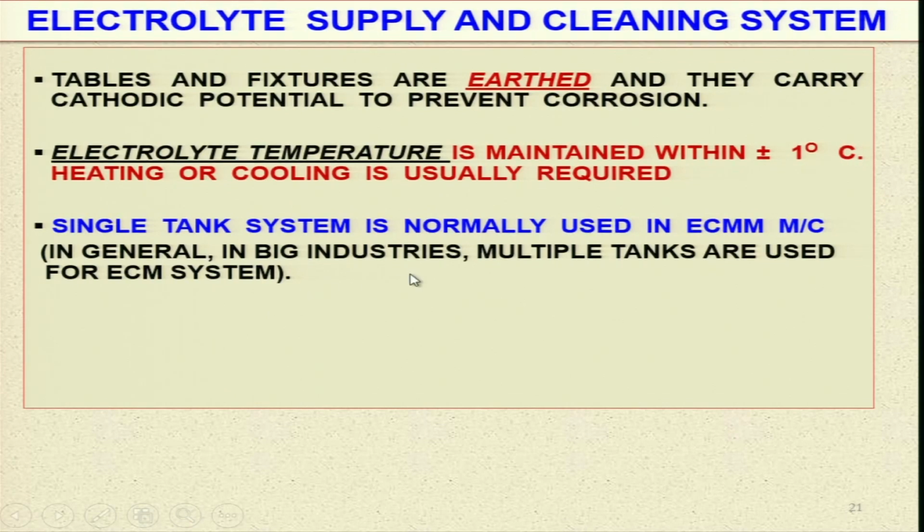In general, in big industries, multiple tanks are used for ECM system, because ECM system uses a very large amount of electrolyte and different types of electrolyte depending upon the type of the workpiece material. So, they have a multi tank system in big industries, say where turbine blades etc. are being machined and finished. But in case of electrochemical micromachining, normally that large amount of electrolyte is not used, and you normally have a single electrolyte tank.